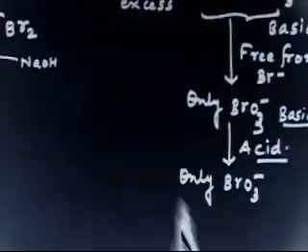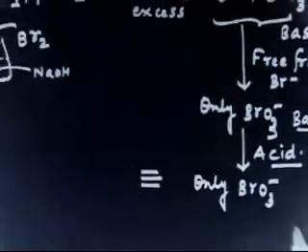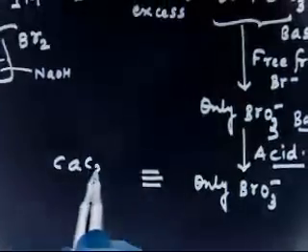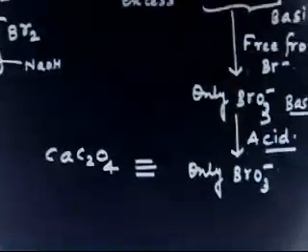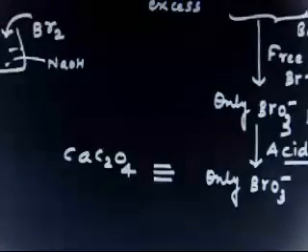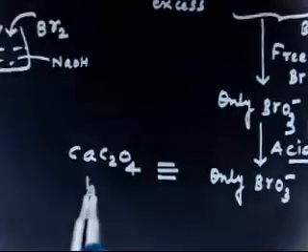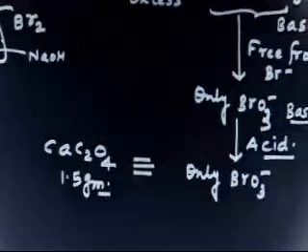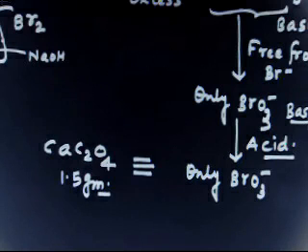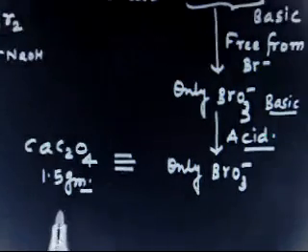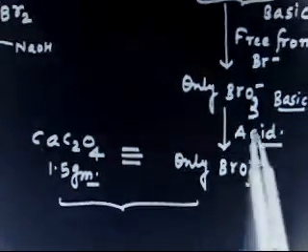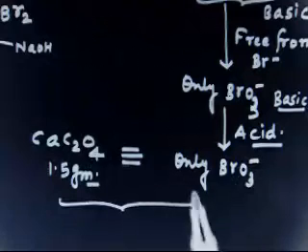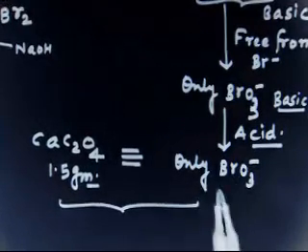Now this final solution requires CaC2O4 for complete redox change, and the weight of CaC2O4 required is 1.5 gram. The question says for complete redox change, so what are the possible reactions? That is very important. What is the reaction happening here? The medium is acidified, so what do you expect the reaction to be in this step?